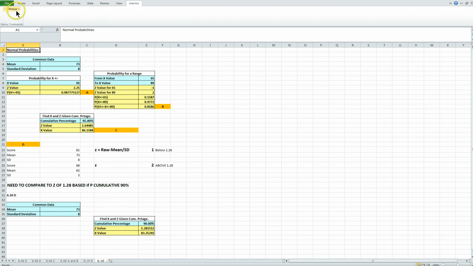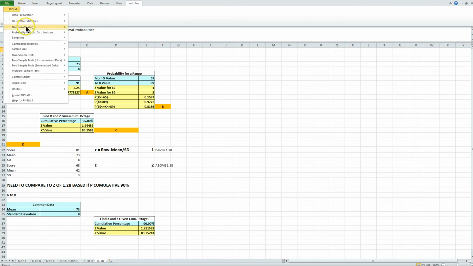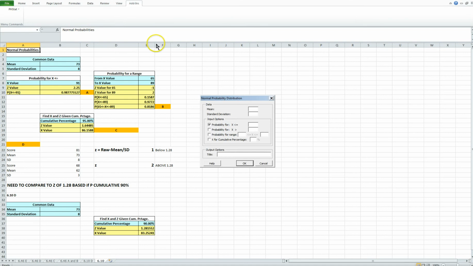Let's just start with PHStat. So we're going to go to add-ins, PHStat, probability and distributions, and then normal. We have a mean of 73 and a standard deviation of 8 from the problem. This first checkbox is going to help us answer part A, because this is asking for grades less than or equal to 91. Oops, we want that in this box.